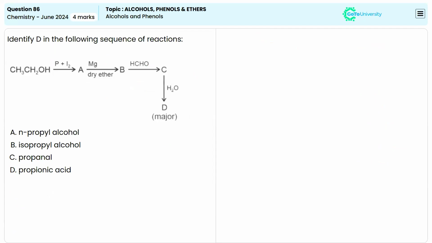The next question, again, we have a sequence of reactions. We have to find out the final product D in the given reaction. So the major product D we have to identify, and we have a sequence of reactions.